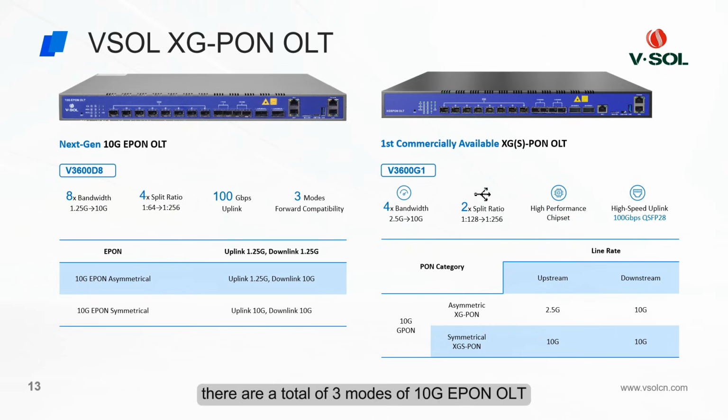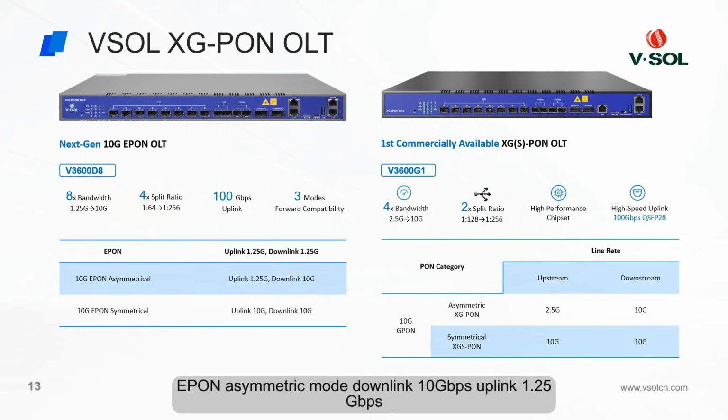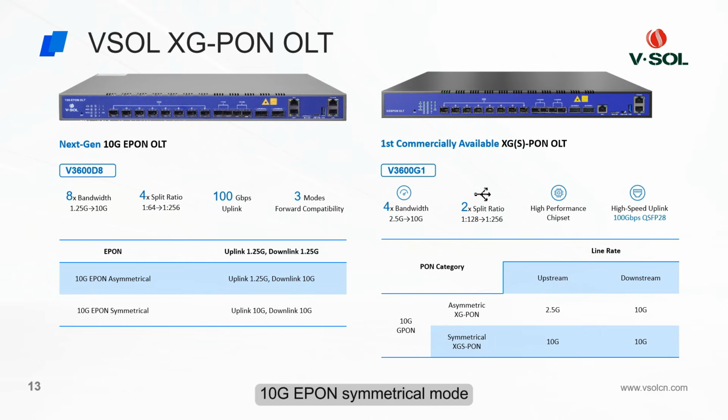There are a total of 3 modes of 10G EPON OLT. EPON mode, both uplink and downlink, are 1.25 Gbps. 10G EPON asymmetric mode, downlink 10 Gbps, uplink 1.25 Gbps. 10G EPON symmetrical mode, both uplink and downlink 10 Gbps.